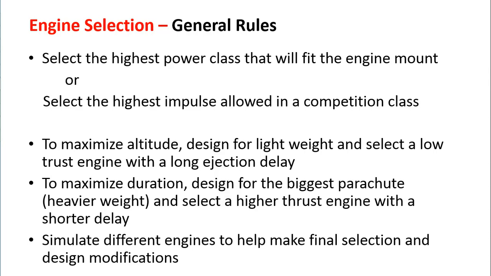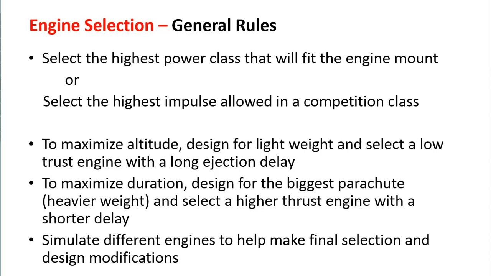Okay, to maximize altitude, you're designing an altitude rocket. Design for light weight. Obviously, the lighter it is, the higher it'll go. And select an engine that has a low thrust level but a long ejection delay. And like I showed in this example, that's a general rule of thumb. It's usually correct, but it always helps to check everything out and simulate all possible engines that seem reasonable.